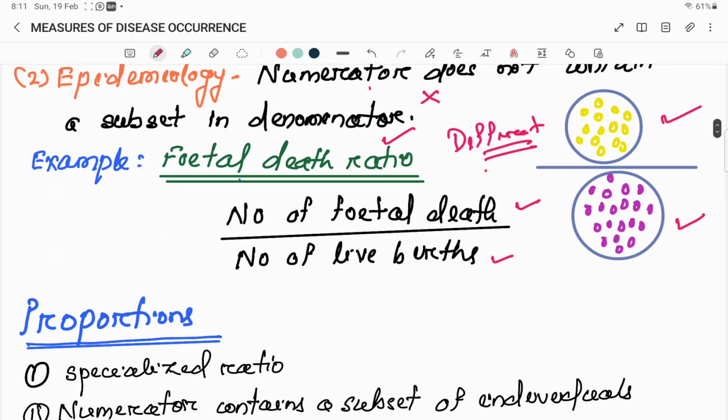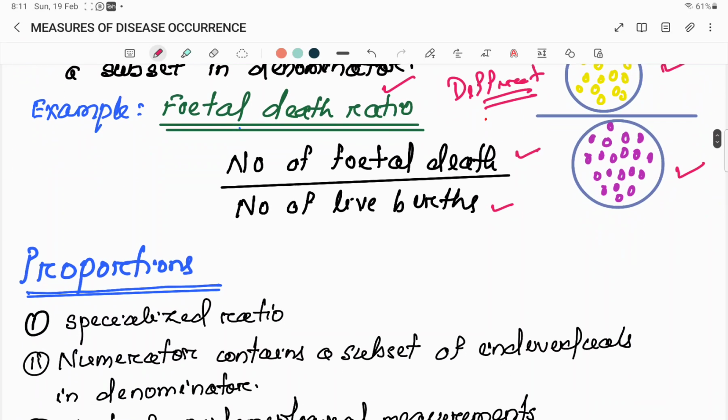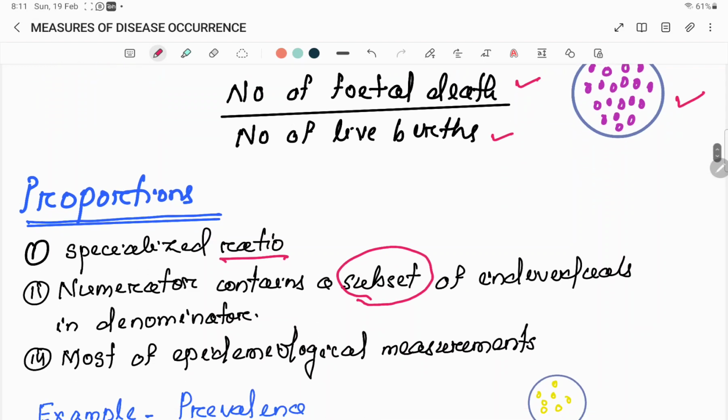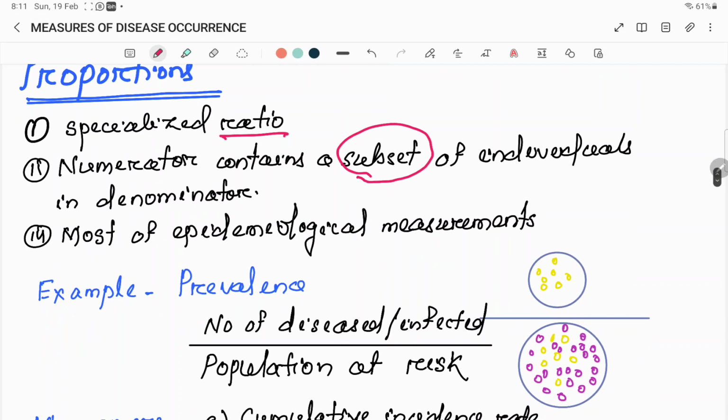Let's come to the second term, proportion. Proportion is a specialized ratio in which the numerator contains a subset of the individuals in the denominator. We can understand by seeing this image. In this, the numerator contains the yellow dots while the denominator contains a mixture of pink and yellow dots. Therefore, we can say the numerator contains a subset of the denominator.